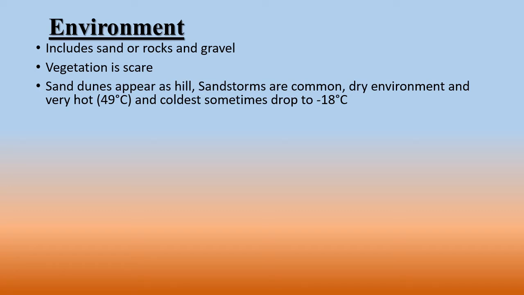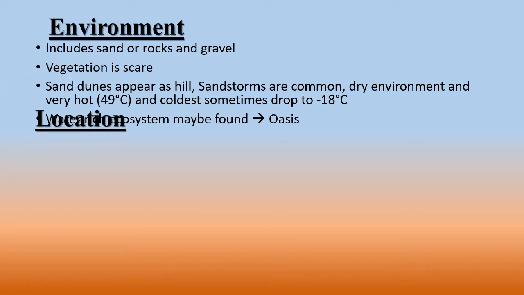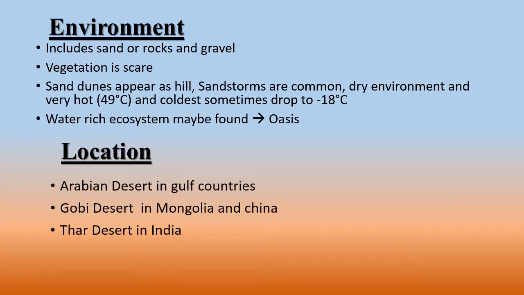It can go up to 49 degrees Celsius, and the coldest it can drop at night is negative 18 degrees Celsius. There are water-rich ecosystems in some places, which are called oases. We have the Arabian Desert in the Gulf countries, the Gobi Desert in Mongolia and China, and the Thar Desert in India. We call it the Great Indian Desert.